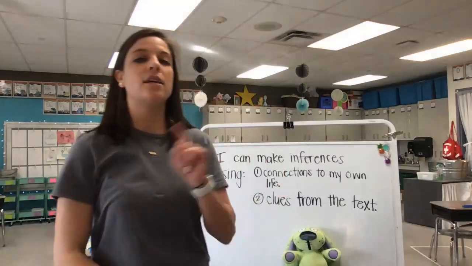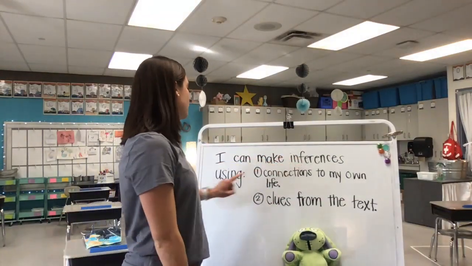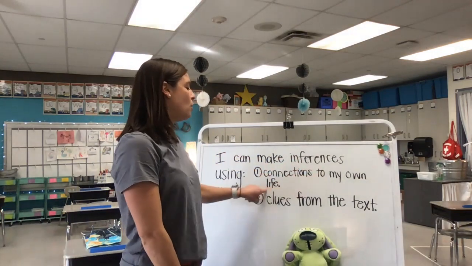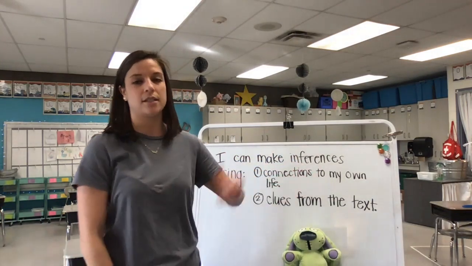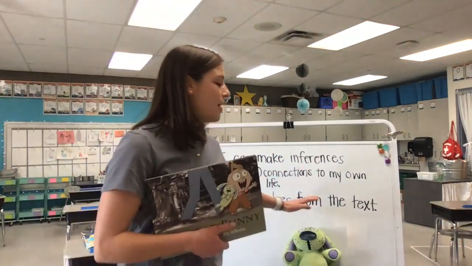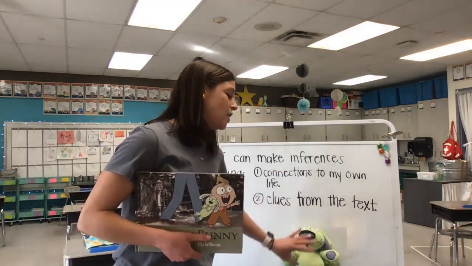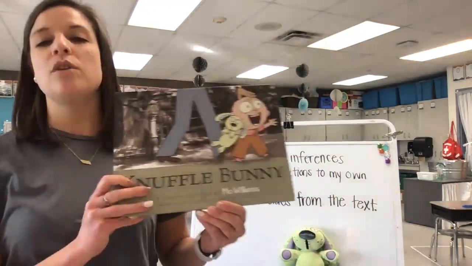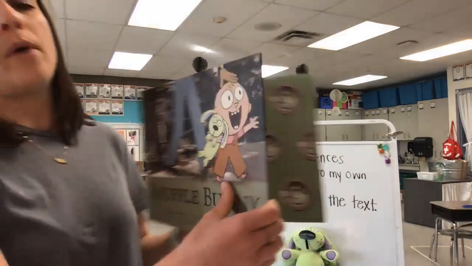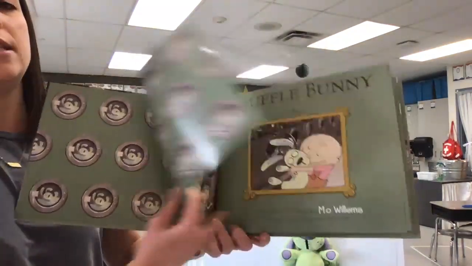So let's go ahead and take a look at our learning target. It says, I can make inferences using connections to my own life and clues from the text. So we're going to do those two things today as we read our story of Knuffle Bunny. And I even have our sweet little Knuffle Bunny sitting right here with us to read our story. So let's reread the story of Knuffle Bunny. And this time I'm going to stop along the way to talk about making inferences.